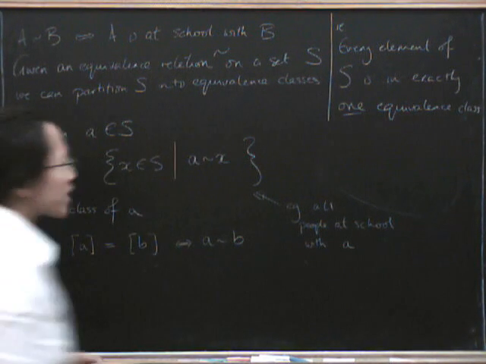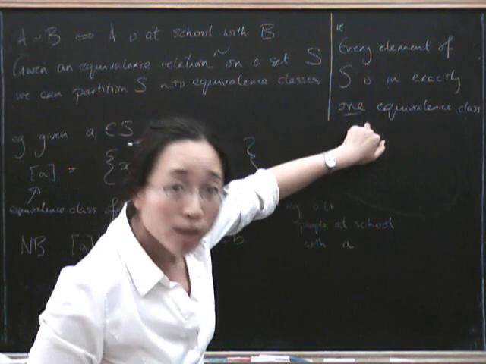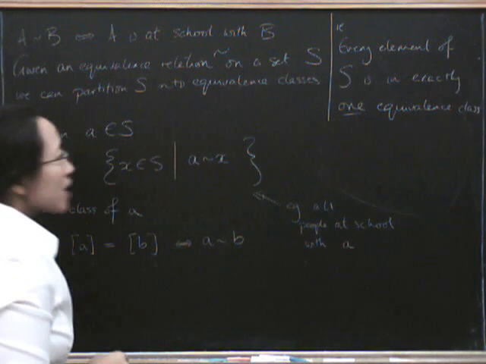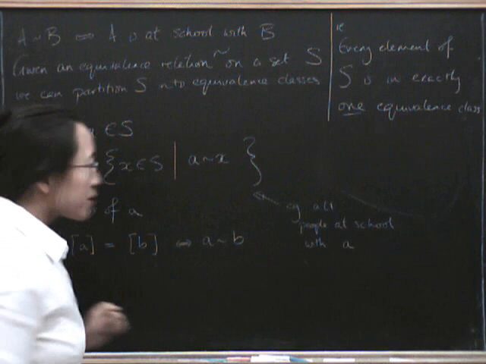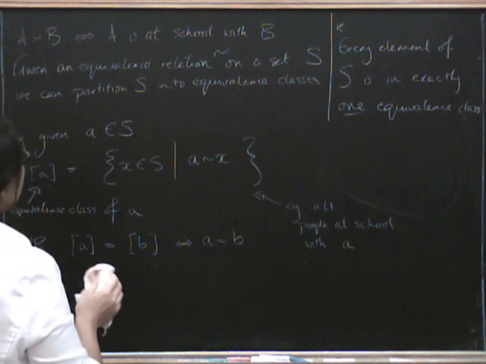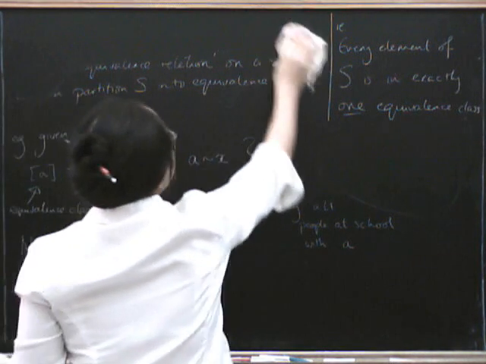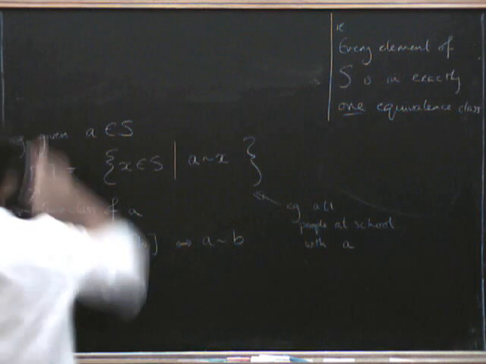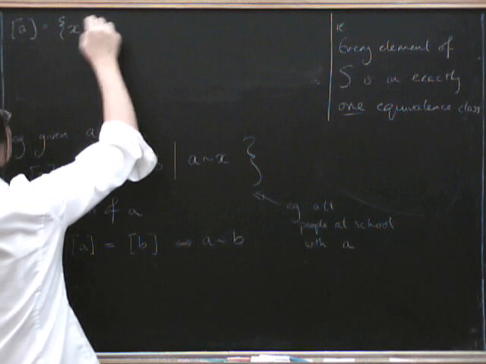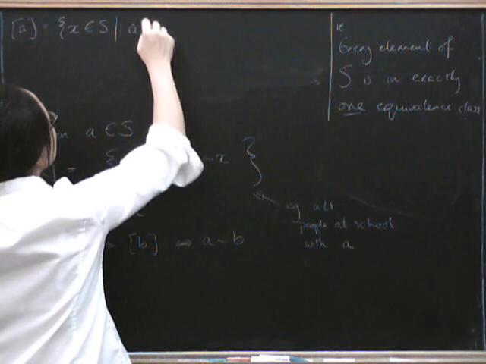So let's see if we can prove that. What would we have to do to prove that? Well, obviously, every element of S is in at least one equivalence class because it's in its own equivalence class. Okay? Now, is it possible for an element to be in two different equivalence classes? That's the question. So I'm going to move this definition up to the top so it's still there. The equivalence class of A is all X in S such that A is related to X.